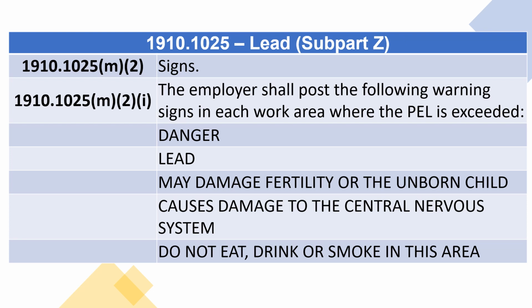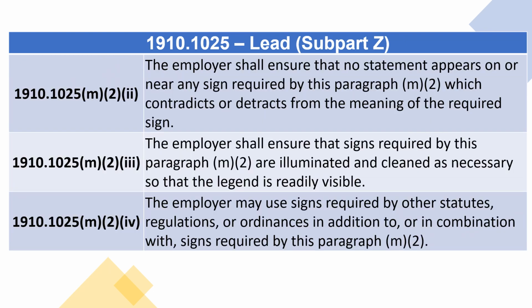1910.1025(m)(2) Signs. (i) The employer shall post the following warning signs in each work area where the PEL is exceeded: Danger. Lead. May damage fertility or the unborn child. Causes damage to the central nervous system. Do not eat, drink, or smoke in this area. (m)(2)(ii) through (iv). The employer shall ensure that no statement appears on or near any sign required by this paragraph (m)(2) which contradicts or detracts from the meaning of the required sign.